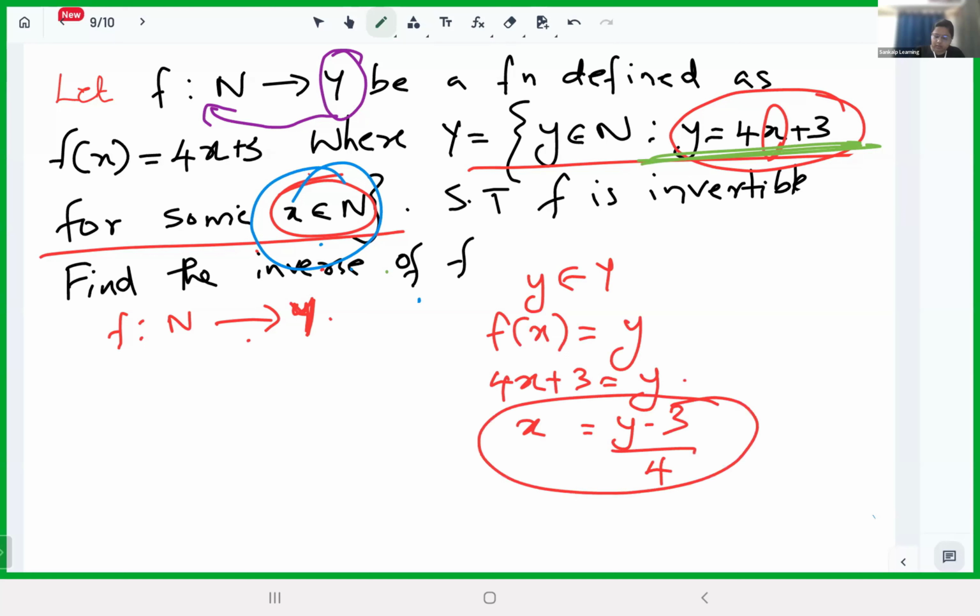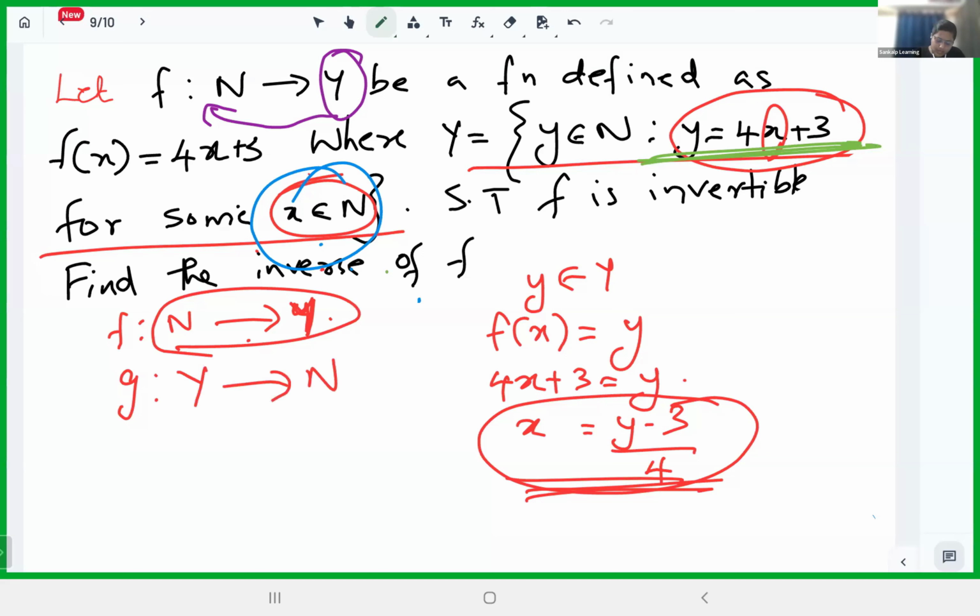Now we have to check whether its inverse exists or not by using composition. So take this x as a new function. Let that function be g. So I am naming it as g. G will be defined from Y to N. Now, let g of y be (y minus 3) by 4. So I am taking that function as g, y minus 3 by 4.